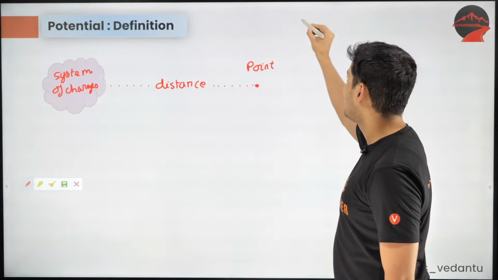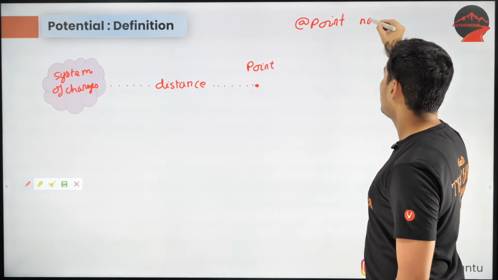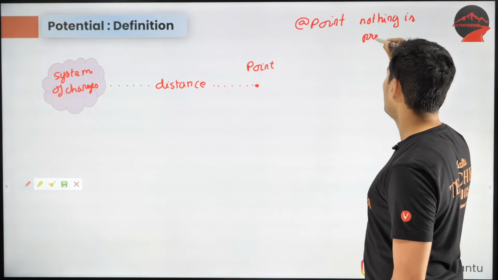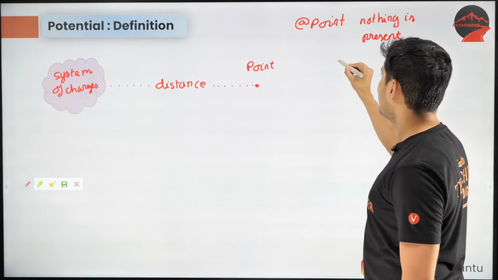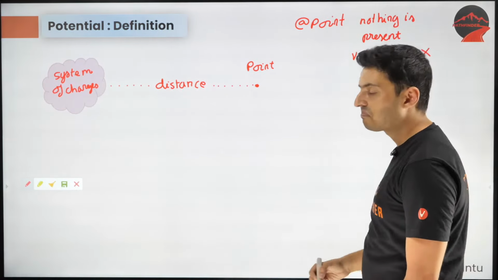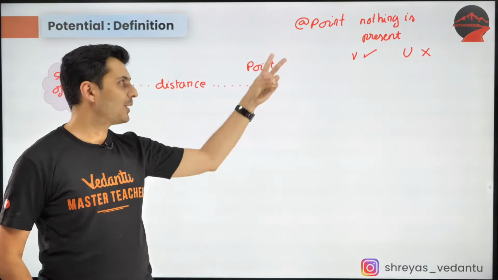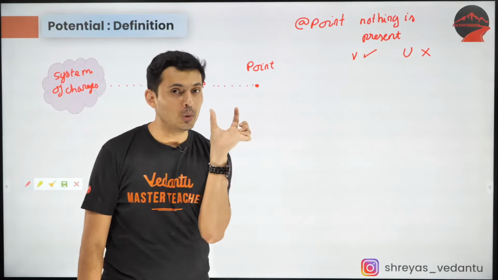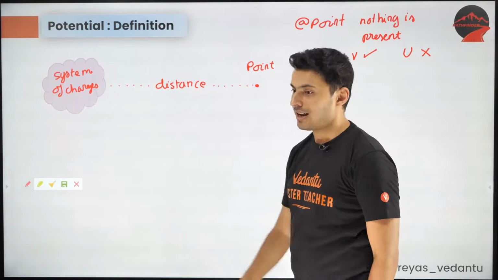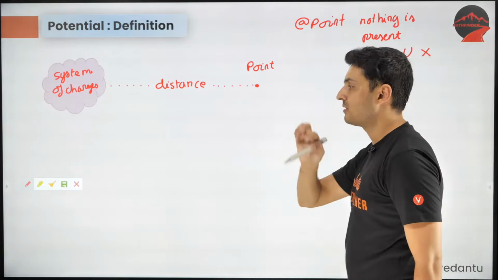Understand that. At that point, nothing is present. Do not forget that. If nothing is present, potential, yes, it's there. Potential energy is not there. V is the symbol for potential, and U is the symbol for potential energy. Okay, potential is there, potential energy is not there.